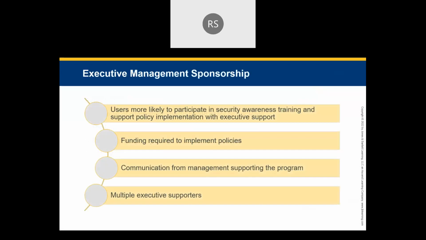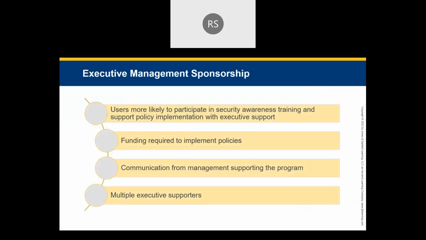Executive management sponsorship is something that's very important for the successful implementation of your information system security policies. When executives actively support and endorse the security initiatives, it significantly increases user participation in security awareness training and overall compliance with the policies.